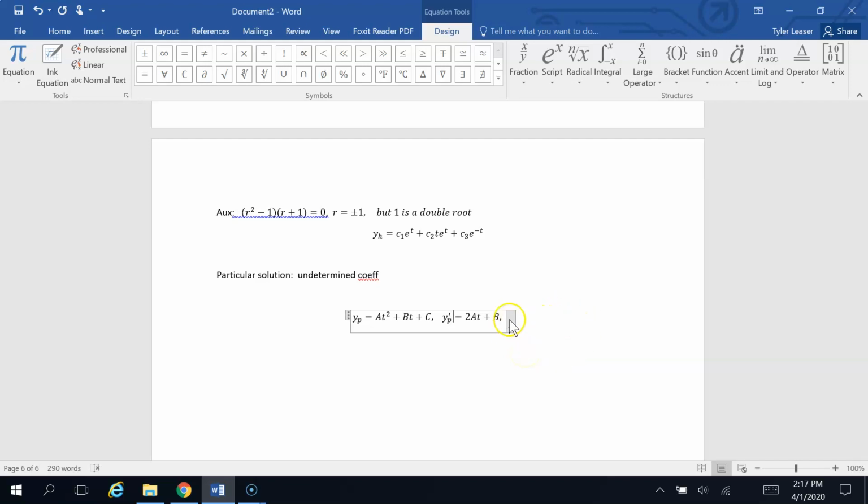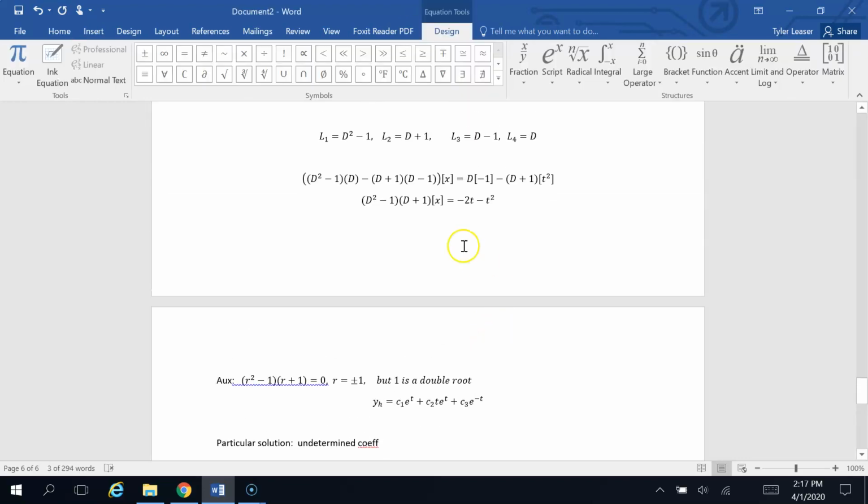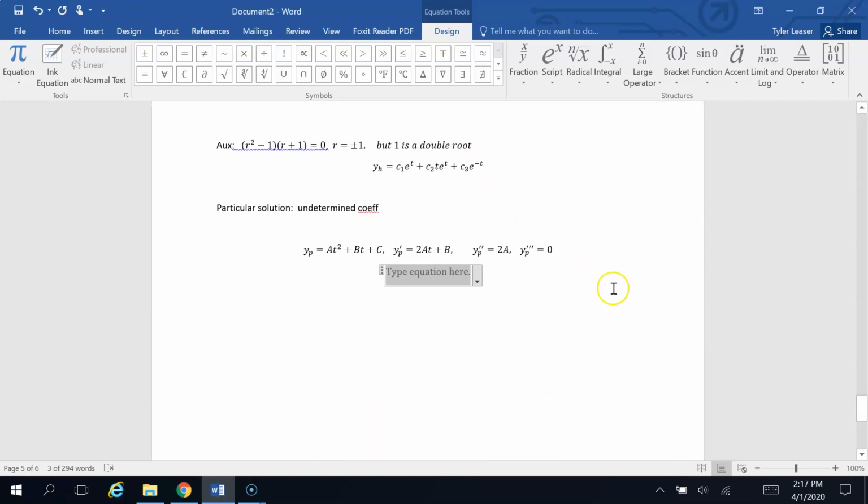Great. And then the second derivative, that's just going to give us 2a. And then the third derivative, that's going to be 0. Okay. Plugging all of this into here. So we can just write it out as is.